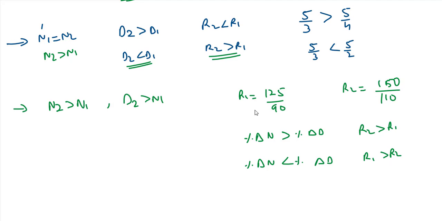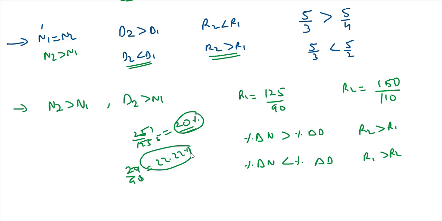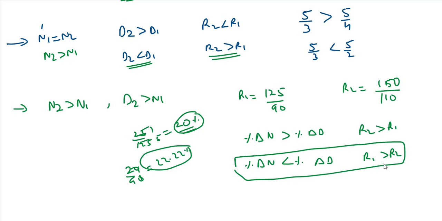So for this example, if we consider the numerator increasing by 25 over 125, the percentage will be 1 by 5, which is 20%. So your numerator is increasing by 20%. And in case of the denominator, it has increased by 20 over 90. So 20 by 90, the percentage value will be 2 by 9, which will be 22.22%. So in this case, the percentage increase in the denominator is more than the percentage increase in the numerator, which is the second case. Hence, your first ratio will be more than your second ratio.